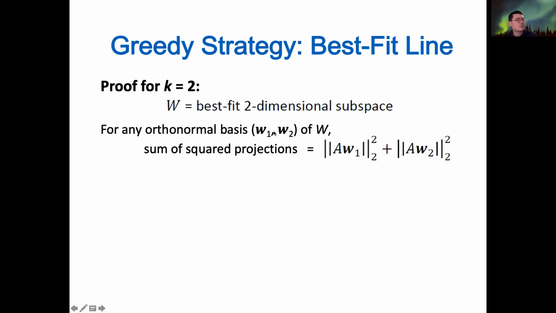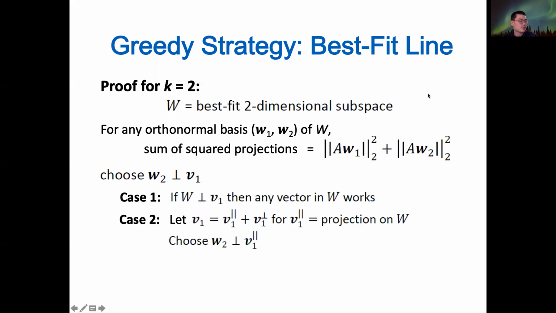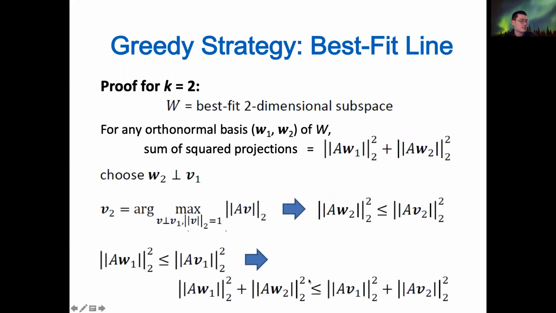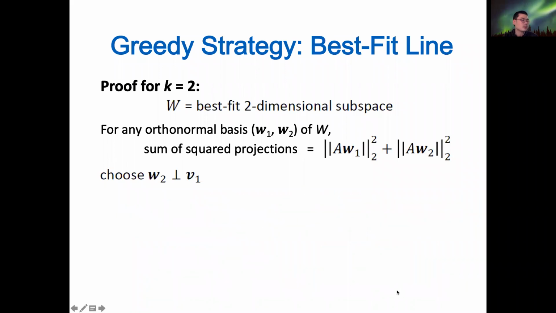So for any orthogonal basis W1, W2 in this two-dimensional best fitting subspace generated by V1 and V2, we want to show that the sum of squared projections is not more than that of AW1 and AW2. We want to show this, and then V1, V2 is the very best because W1, W2 is arbitrary, no better than this. So how to show this?